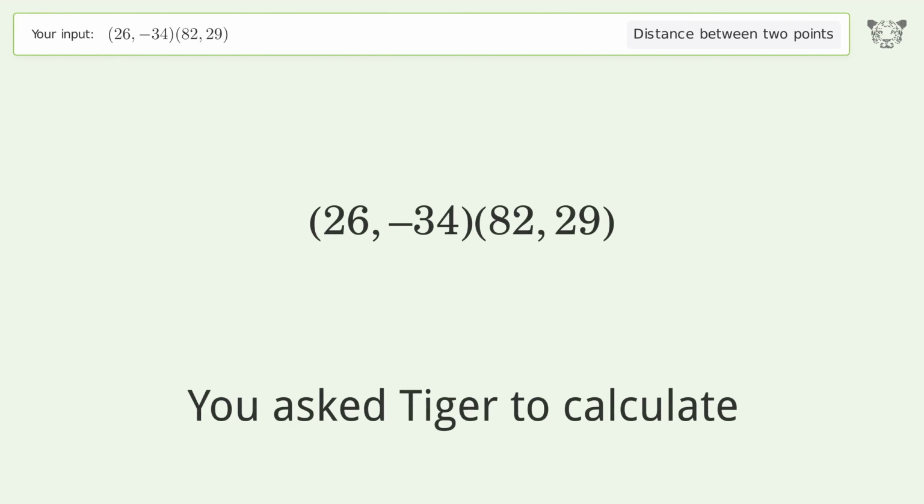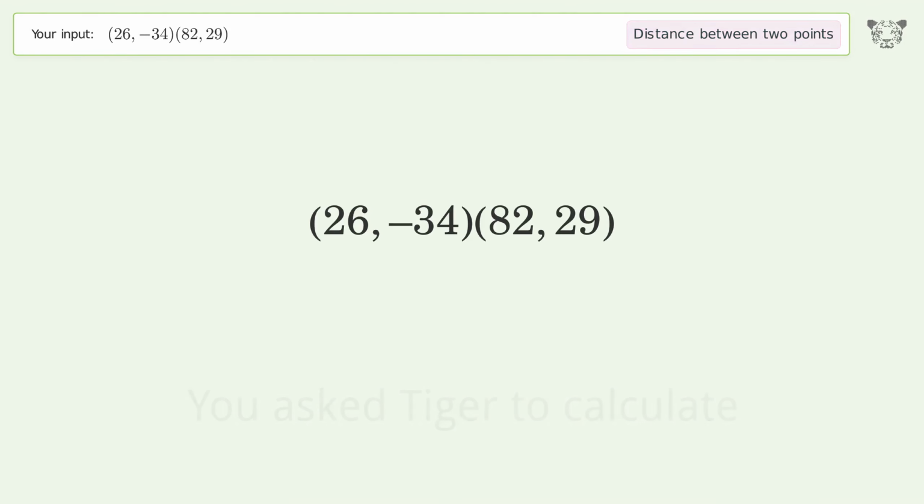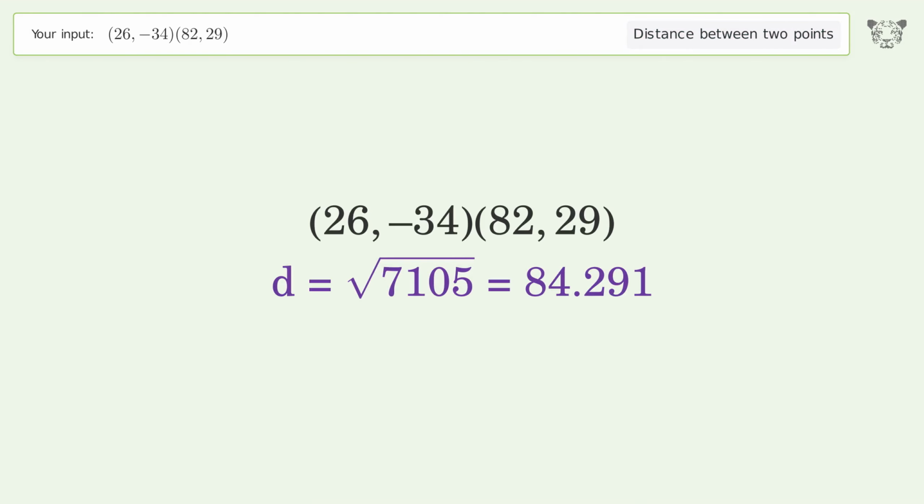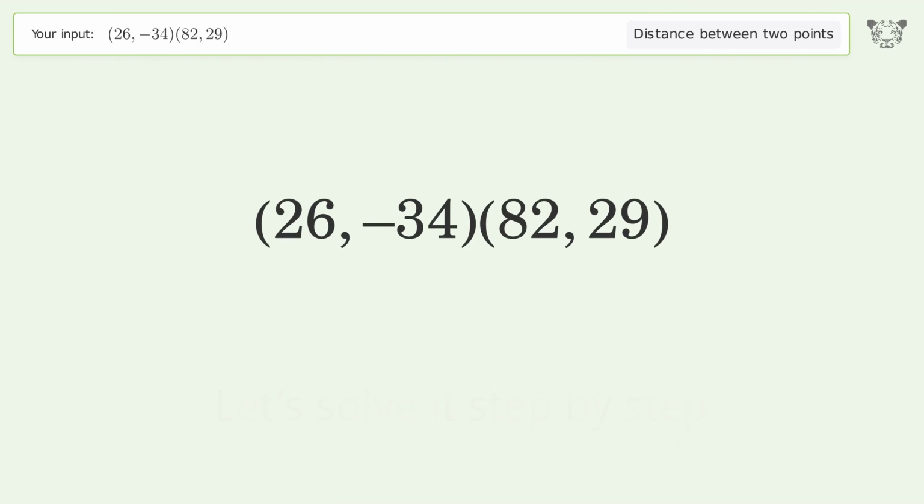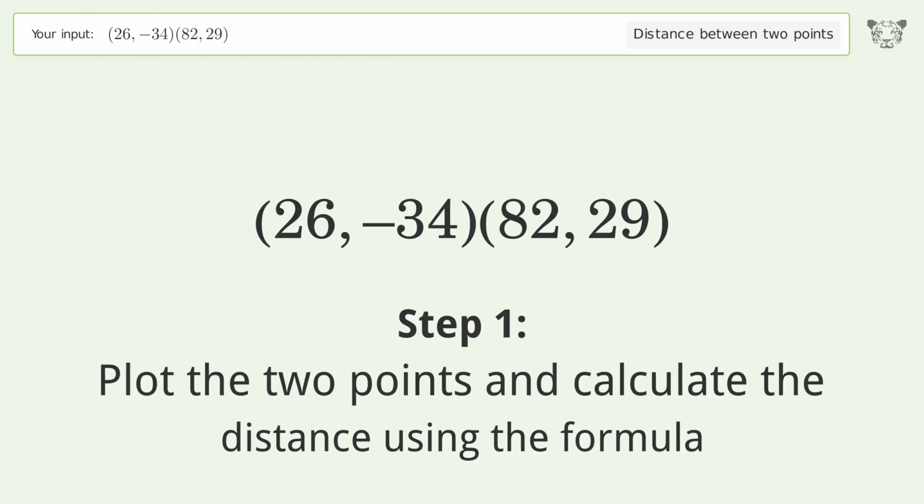You ask Tiger to calculate. This deals with the distance between 2 points. The distance between the 2 points is the square root of 7,105, or 84.291. Let's solve it step by step. Plot the 2 points and calculate the distance using the formula.